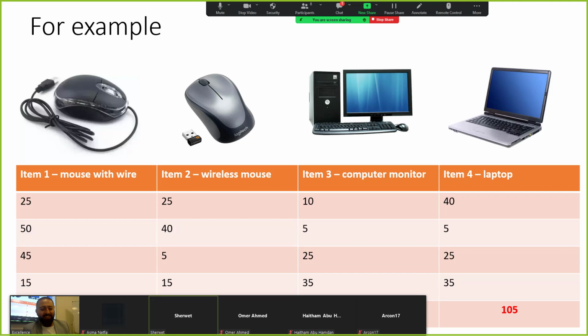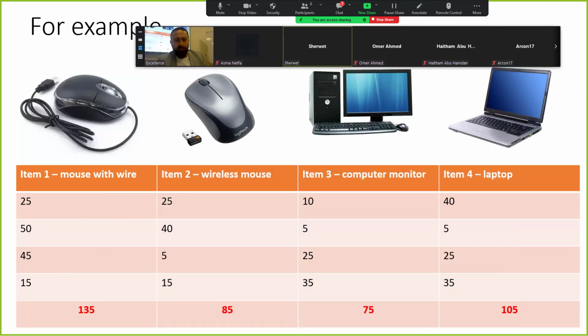So for example, the top of the page shows the 4 items. Item 1 is the mouse with wire. Item 2 is a wireless mouse. Item 3 is a computer monitor, and item 4 is a laptop. Each row will show each team member who's voting and how they distributed the points. And then the last row shows the total.